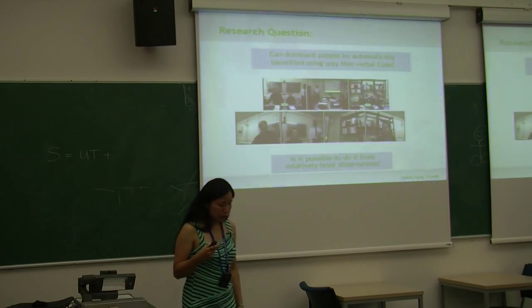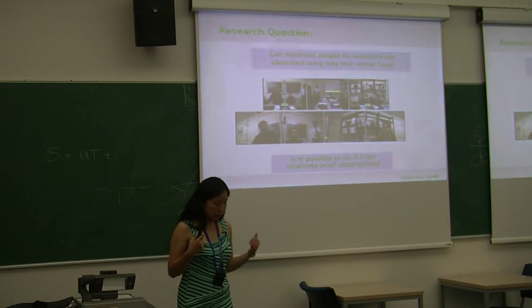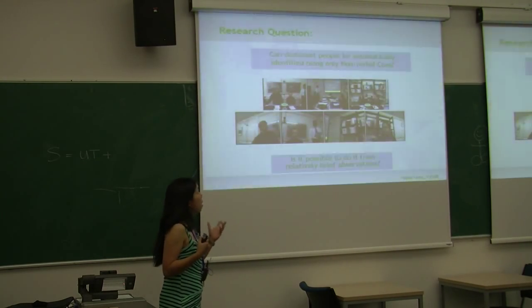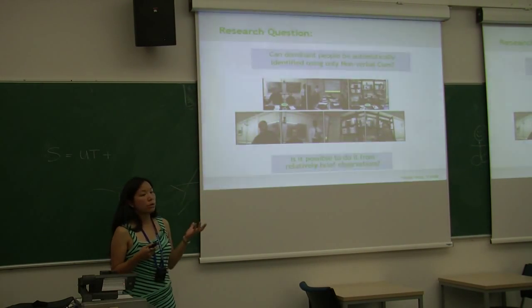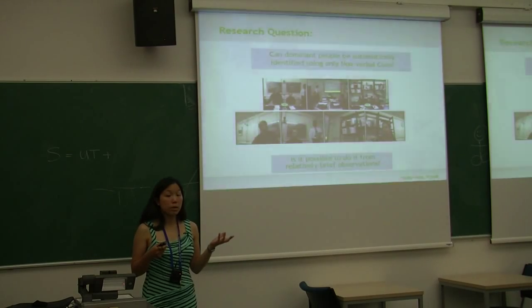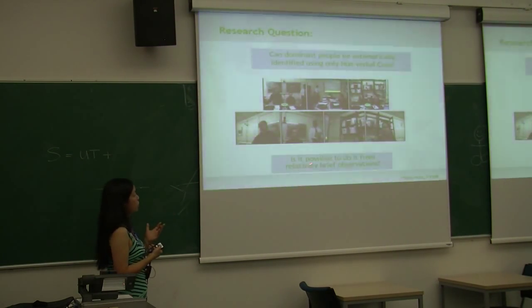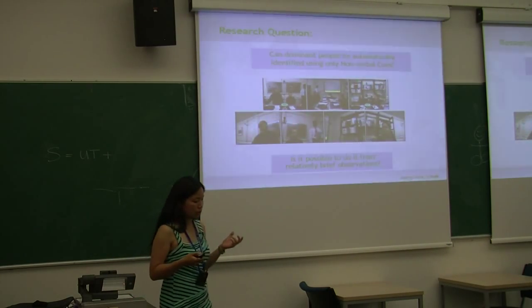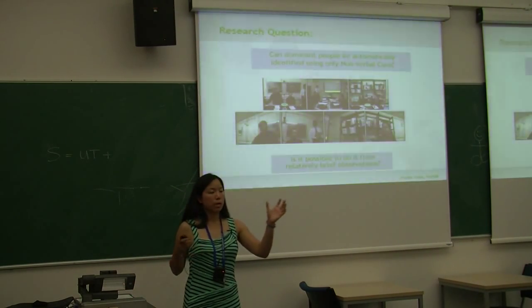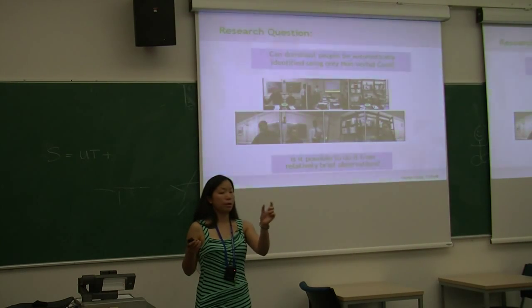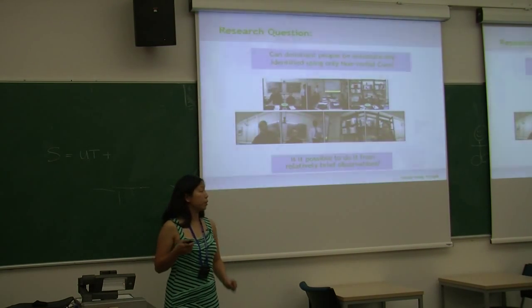So in terms of the research question that I'm presenting here today, it's about, in meetings, are there certain nonverbal cues that we can use to detect if somebody is dominant or not? And is this possible to do with relatively brief observations? So here we're talking about taking a fairly long meeting and then cutting it into 5-minute segments and trying to predict on a 5-minute segment.